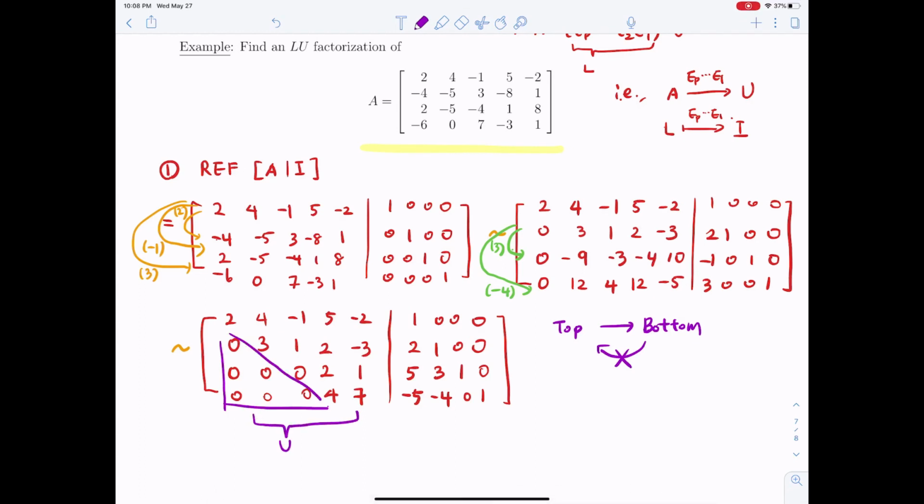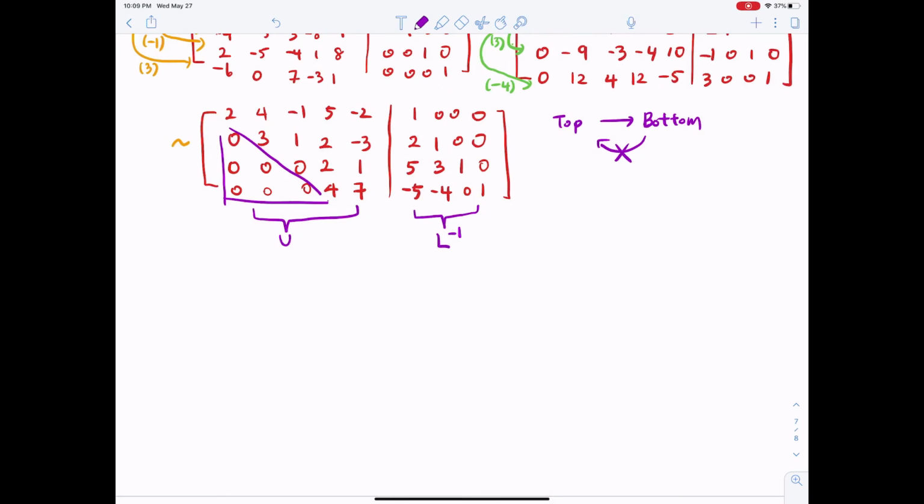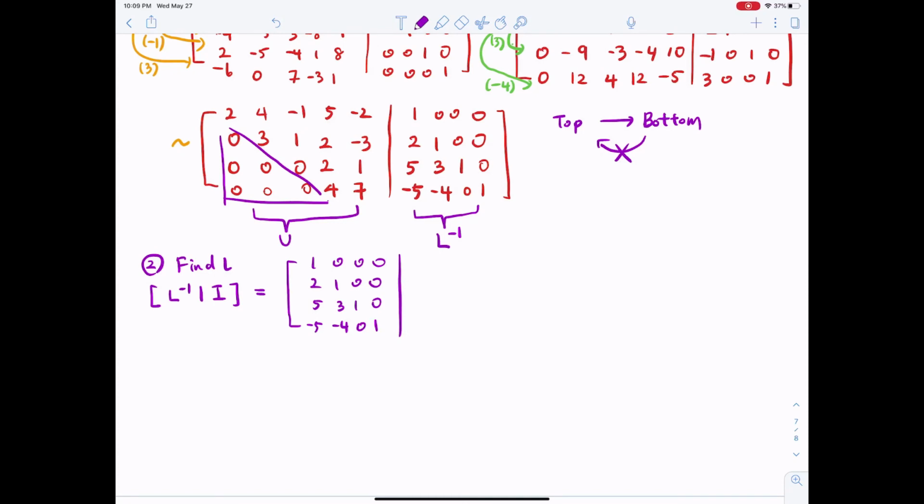And the thing on the right equals the inverse of L. So to get L, we need to find the inverse of the inverse matrix of L. That means you want to find the reduced row echelon form for this augmented matrix. Here, this is given by 1, 0, 0, 0, 2, 1, 0, 0, 5, 3, 1, 0, and -5, -4, 0, 1. And on the right side, we have the identity matrix.